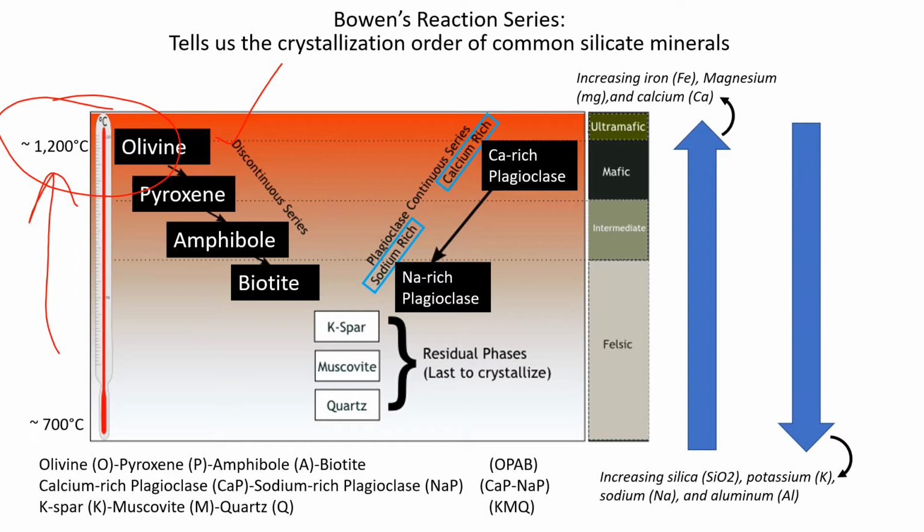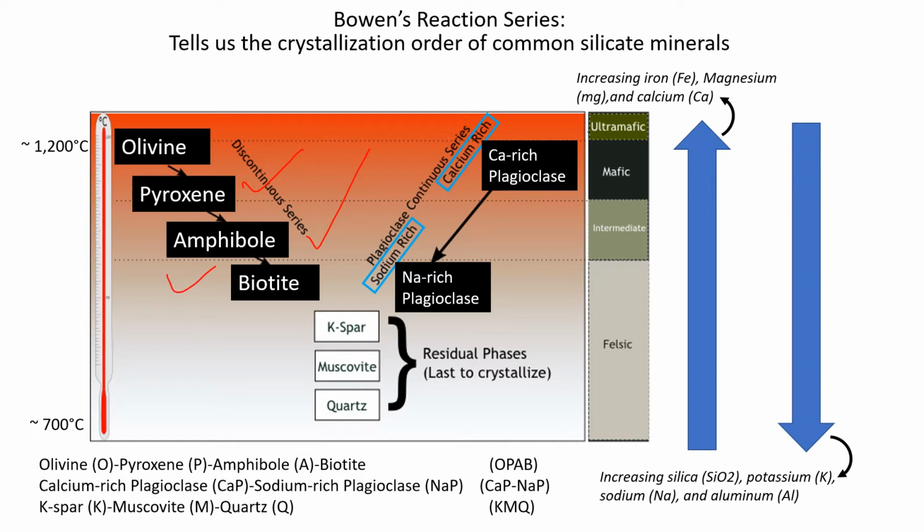Olivine is a ferromagnesian silicate mineral, as you know, and starting with what Bowen called the discontinuous series, Bowen noticed that olivine was the first mineral to crystallize, and then after olivine stopped crystallizing, another mineral, pyroxene, would start crystallizing at a lower temperature. Pyroxene would crystallize for a while, and then when the temperature got low enough, pyroxene would stop crystallizing, and amphibole would start crystallizing, so on and so forth, all the way down to biotite.